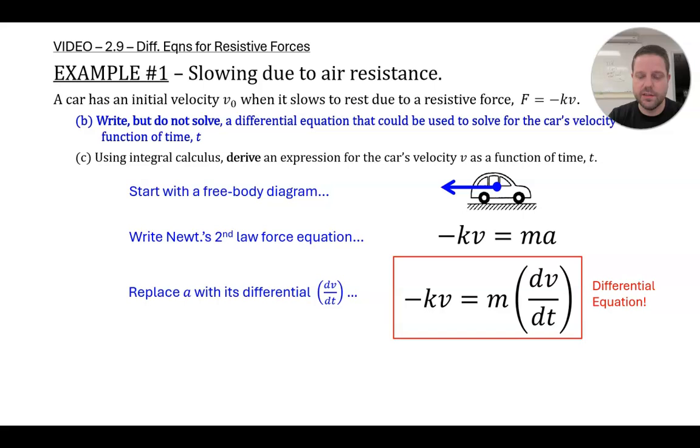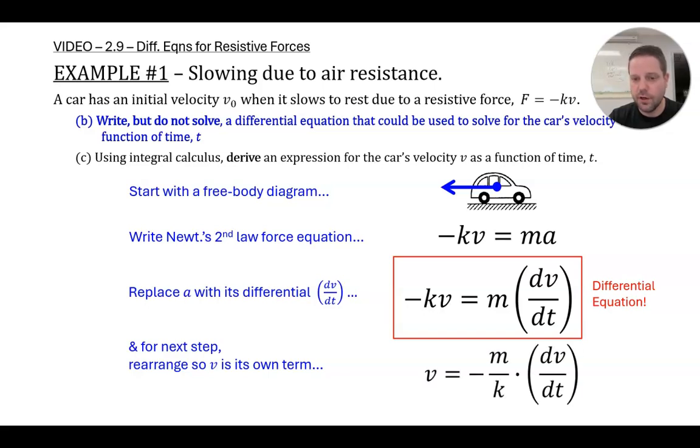In order to move forward with this to get our time constant or to start to answer part C, we are going to isolate or rearrange this so that v is its own term. In this case, you actually would be isolating v, but it's not necessary to get v on its own side of the equation. We just want to get v as its own term, meaning we got to get rid of the negative k. And in doing so, this would be the form that we're going to move forward with. And this m over k would be our time constant tau on the previous slide.